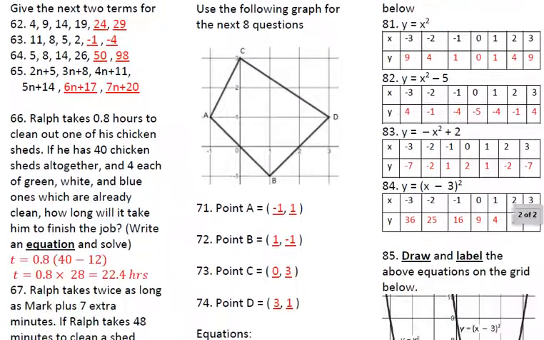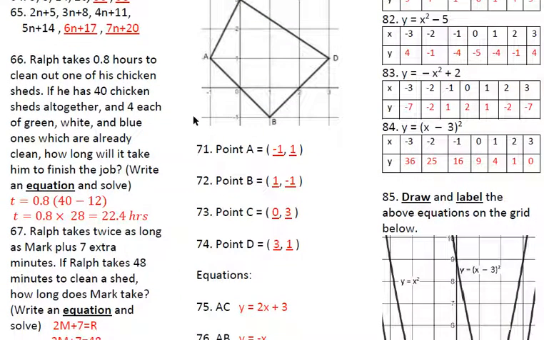Okay, next question. Number 66. Ralph takes 0.8 hours to clean out one of his chicken sheds, and he has 40 chicken sheds altogether. For each of the green, white and blue ones, which are already clean, so these coloured ones here, he's already cleaned them out. So this should be 12 of them altogether because there's 4 of each of these colours. So he's only got to clean 28.